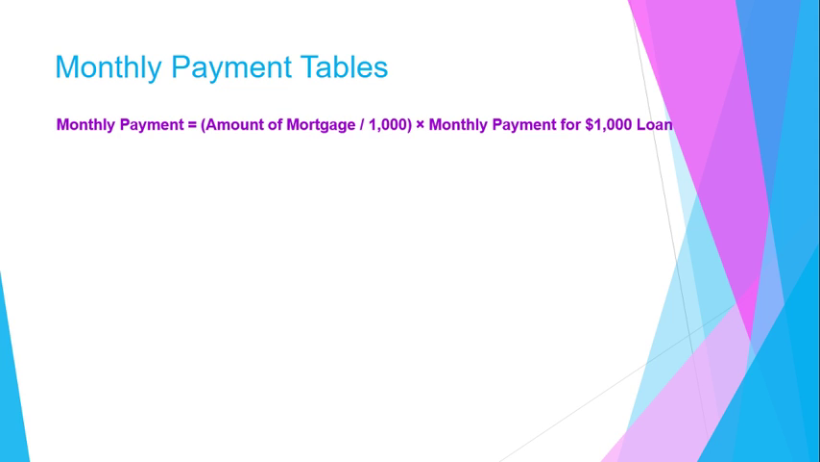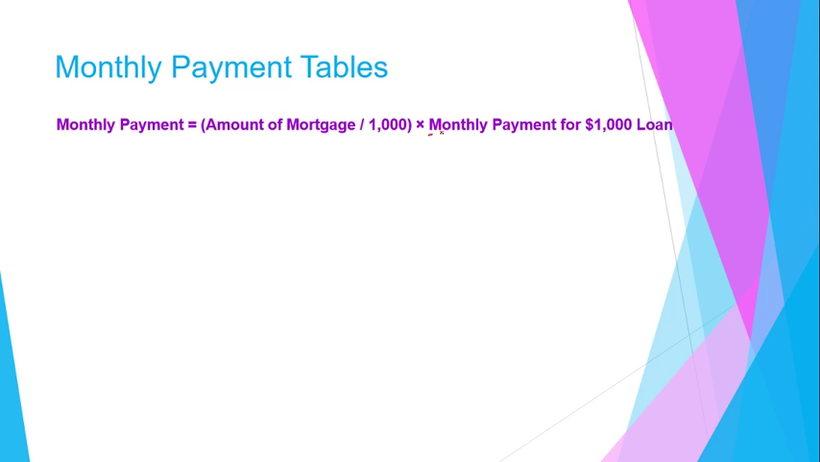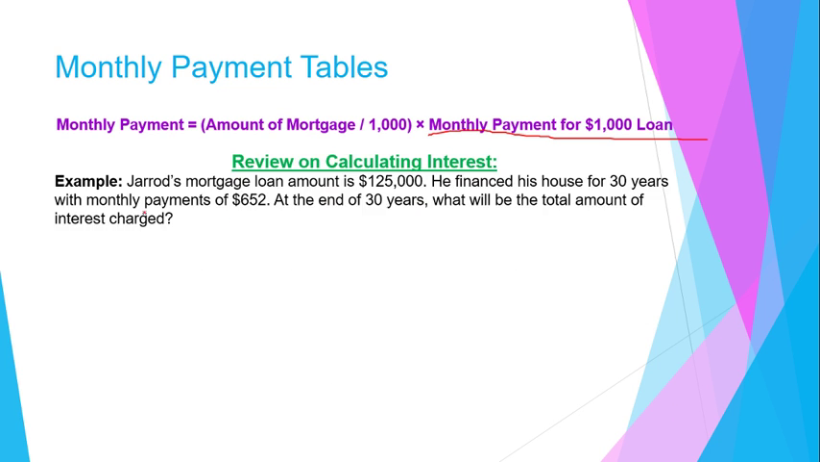It is amount of mortgage divided by 1,000, which represents per $1,000 that you borrow, times the monthly payment of $1,000 loan. So this value right here will come from the table. We'll see an example in a bit so that you can see it. So before we do that, I want to review something from previous lessons with you. Eventually, we're going to have to calculate interest after we find the monthly payment. So I want to remind you on how to calculate interest.